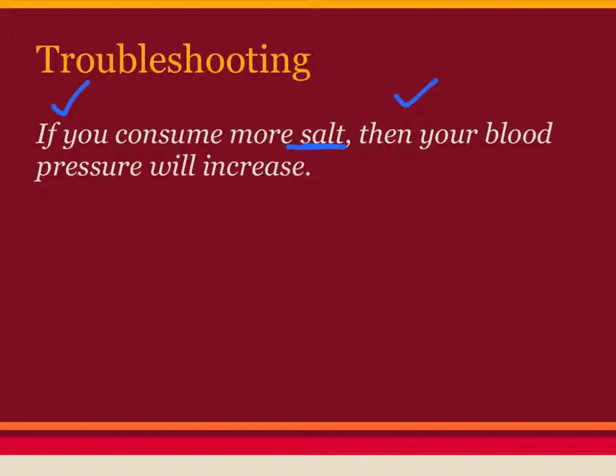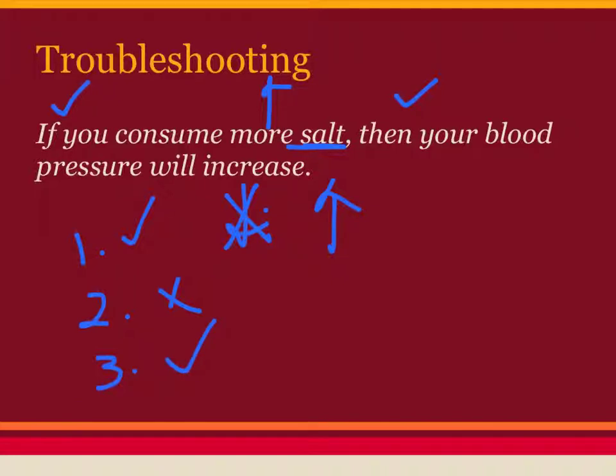And then it says, then your blood pressure will increase. Well, it does indicate a prediction. It says more of one thing will result in a decrease, or, excuse me, an increase in a second thing. Okay, so it does give a prediction. So it satisfies number 1, it does not satisfy number 2, and it satisfies number 3. Let's try to make a change here.